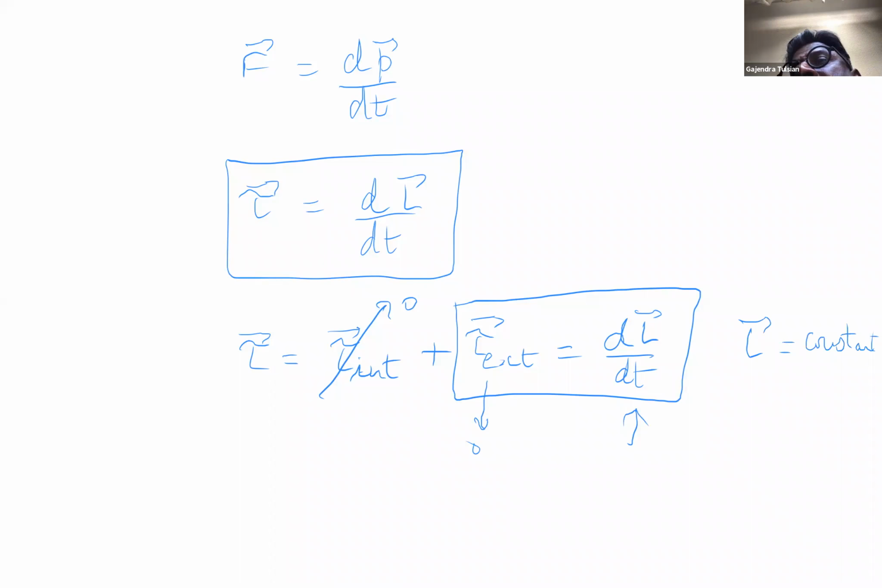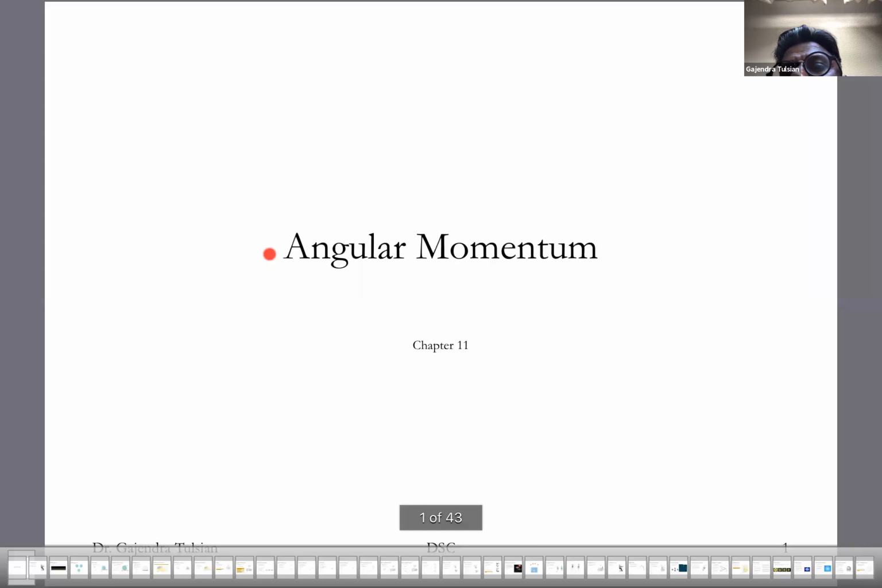So those are two of the main things that we'll be covering in this chapter. We'll start off by looking at rolling motion, and then we'll look at Newton's second law for rotation. So that's what this chapter is about.